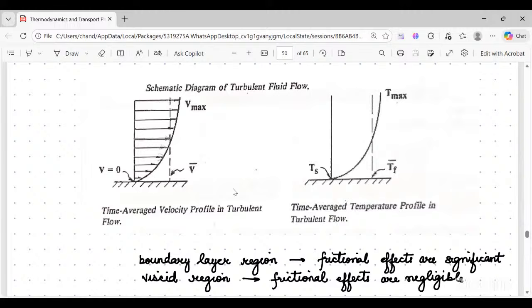For example, see here at the surface, suppose a fluid is flowing like this. At this point, this is called the no slip condition, where V is equal to 0. But as you move away, your velocity increases slowly. The same way, thermal resistance.